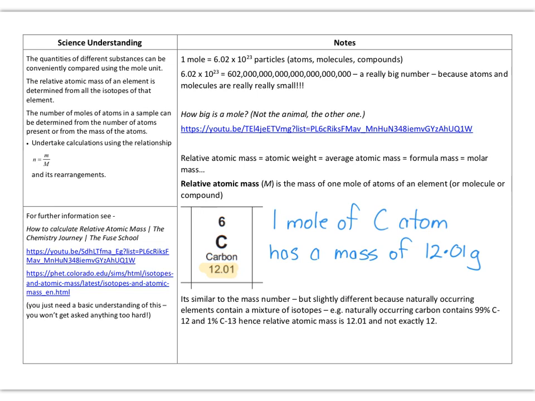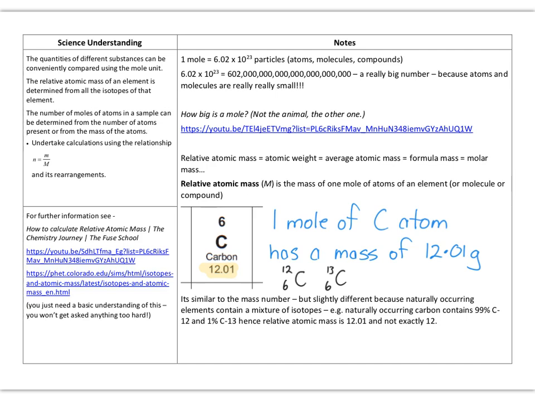So, relative atomic mass, or molar mass, or whatever we want to call it, is similar to the mass number. If you remember, in the first topic, we looked at mass numbers of elements, and we talked about carbon-12 and carbon-13, where carbon-12 has 6 protons and 6 neutrons, so that gives you a mass number of 12. Carbon-13 has 6 protons and 7 neutrons, giving you a mass number of 13.